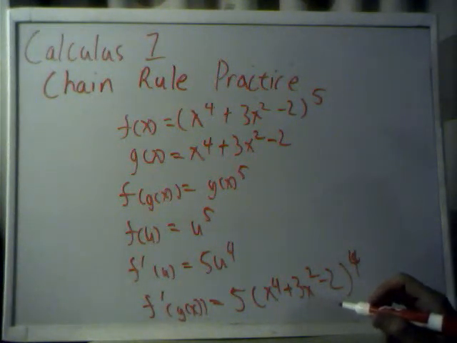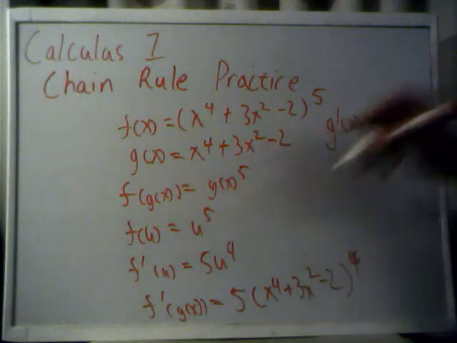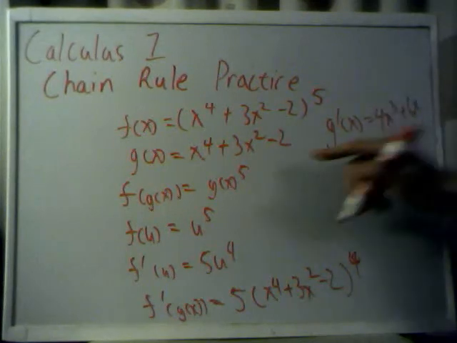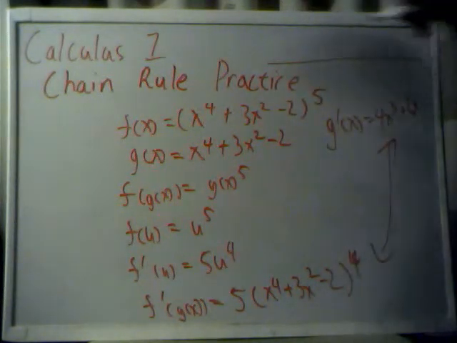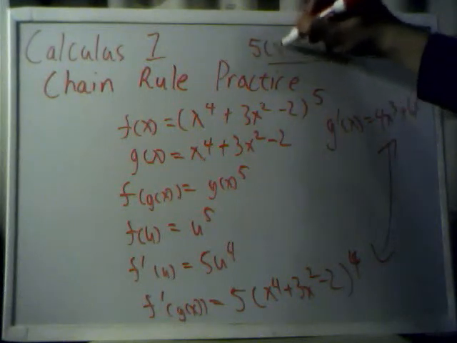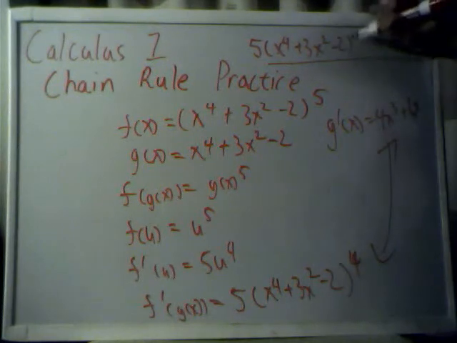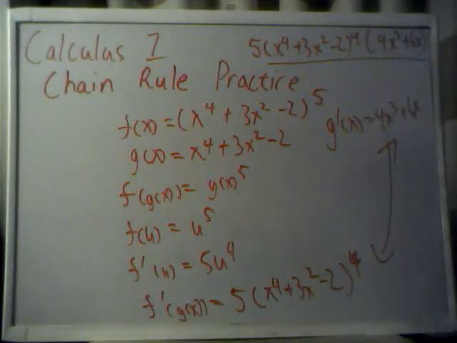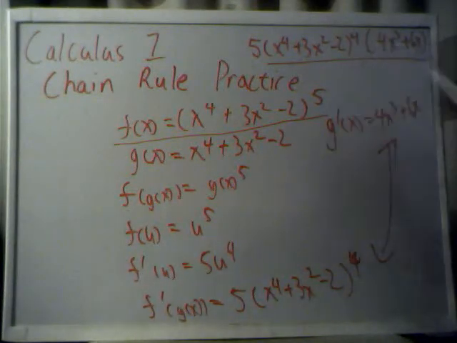Your second part of the solution is simply taking the derivative of g of x. So g prime of x is, this one is easy, it's just a polynomial. You get 4x cubed plus 6x. Since the 2 is a constant, it becomes 0. Now all you do is multiply these two together. Then your final answer is thus 5 times (x to the fourth plus 3x squared minus 2) to the fourth power times (4x cubed plus 6x). So this is the derivative of this function right here, and by using chain rule we get this.